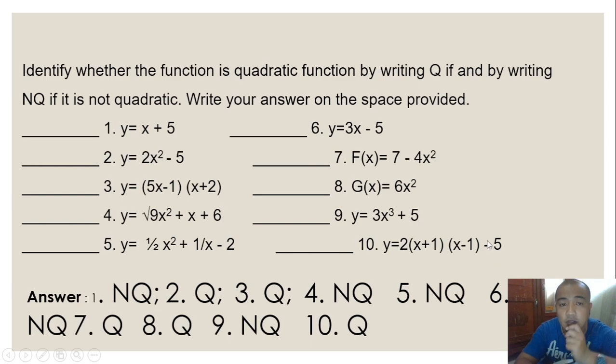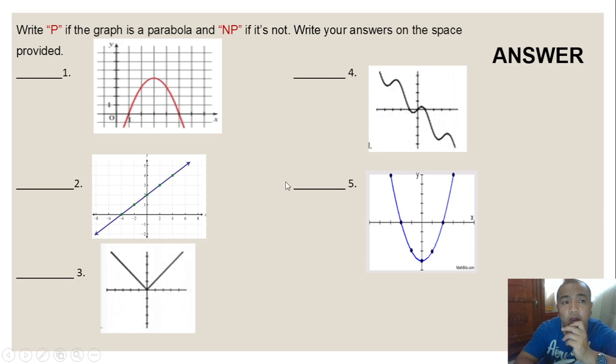Right? It's easy to identify a quadratic function from not quadratic function. All you have to do is to try to see the exponent, the highest exponent for the variable x is 2. Now, write P if the graph is parabola and NP if it's not. Write your answers on the space provided.